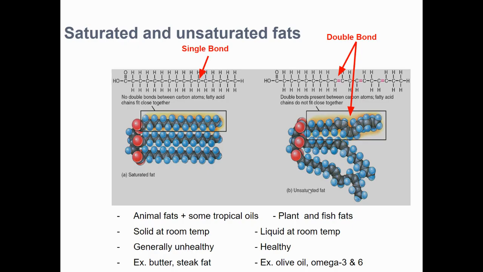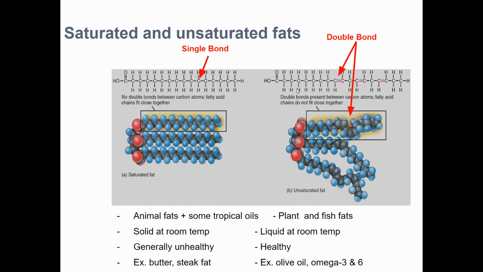There's fatty acids, so saturated and unsaturated fats. On the left, we have a saturated fat. On the right, we have an unsaturated fat. Just by looking at them, you can see some differences. Saturated fat has long, straight tails. The unsaturated fat's kind of going all over the place. It's got wonky legs. Okay?